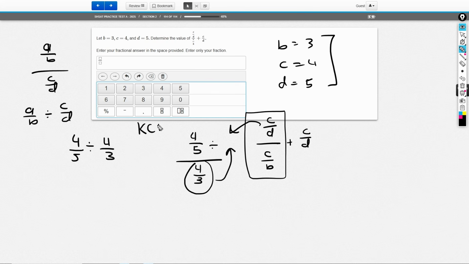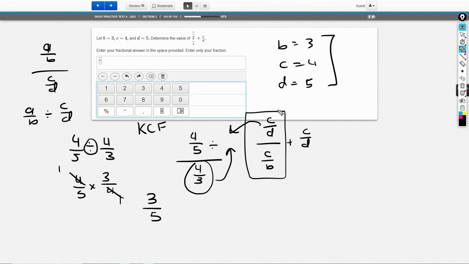Remember, keep, change, flip. So we'll keep this the same, 4 over 5. We'll change this division to a multiplication, and we'll flip this last one into 3 over 4. 4 and 4 are the same number, so they can cancel out. This turns into 1, this turns into 1, and we're left with 3/5. Is that my answer? No.